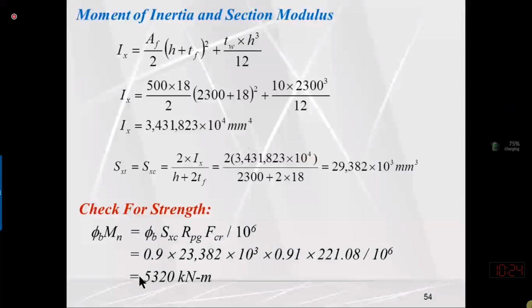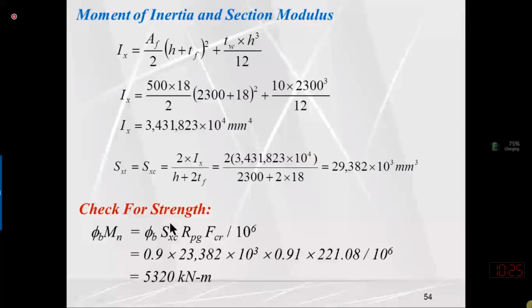If you are writing this equation, this is the capacity of plate girder with reference to the compression flange. So in this equation, what is required? We need to determine the FCR value. FCR value is based on lateral torsion buckling and flange local buckling, so we need to use the formula accordingly. RPG value we need to determine, that is the flexural strength reduction factor due to thin web, and we need to determine the section modulus of our plate girder with reference to the compression flange.